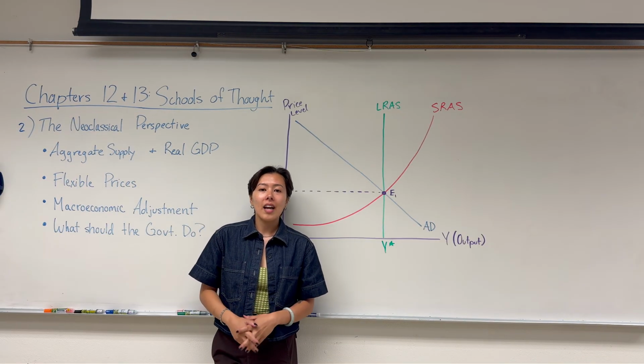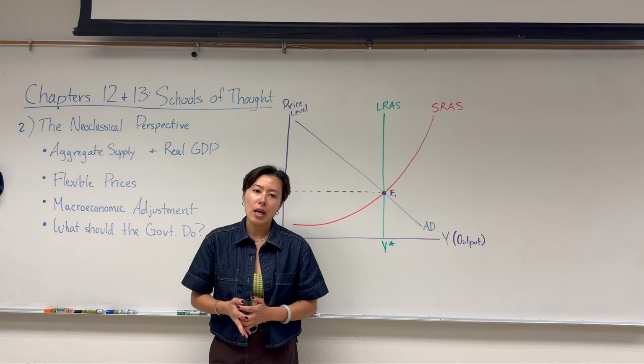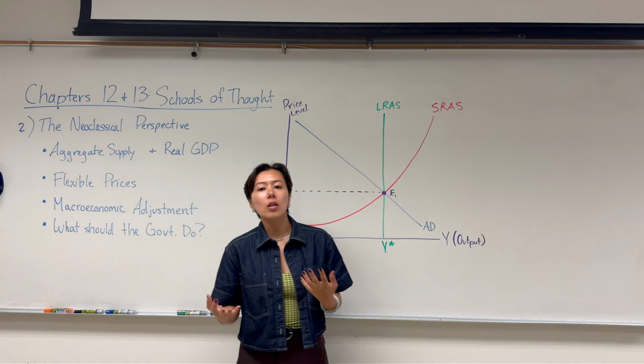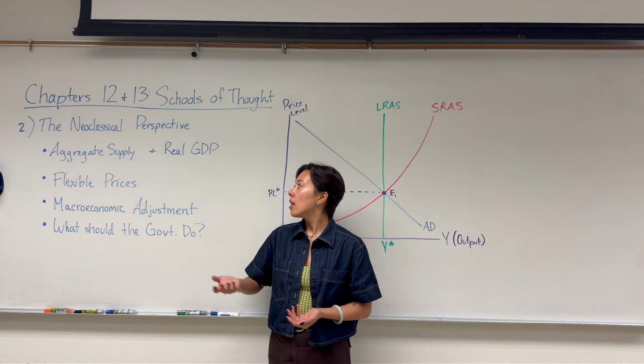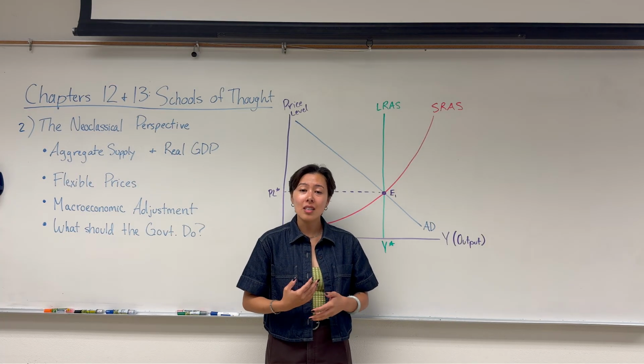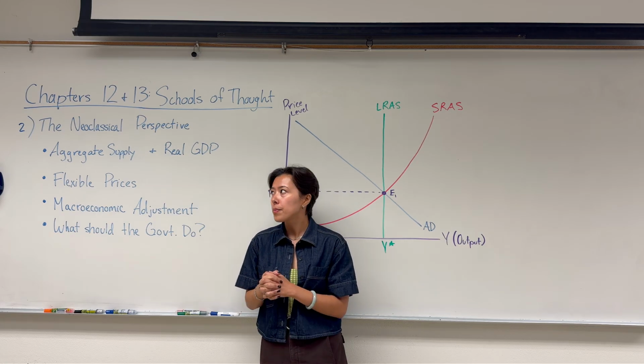Now let's take a look at our other prevailing macroeconomic school of thought, which is the Neoclassical Perspective. So the Neoclassical Perspective was the dominant school of macroeconomic thought up until Keynes proposed his ideology in about the 1930s, 1940s.